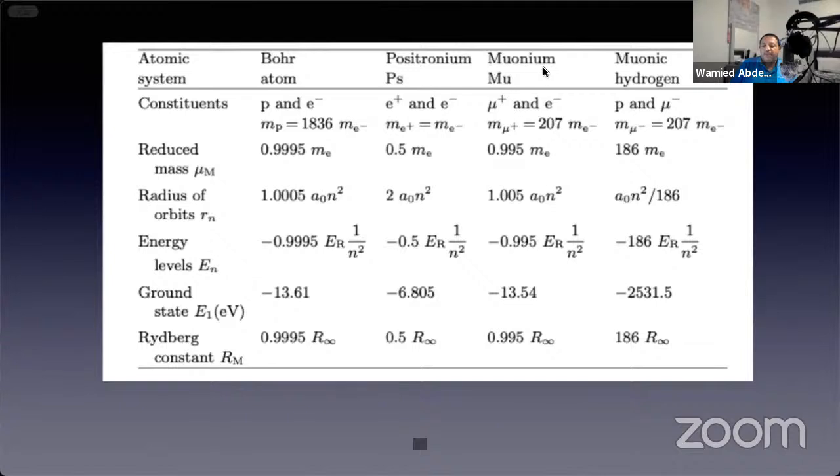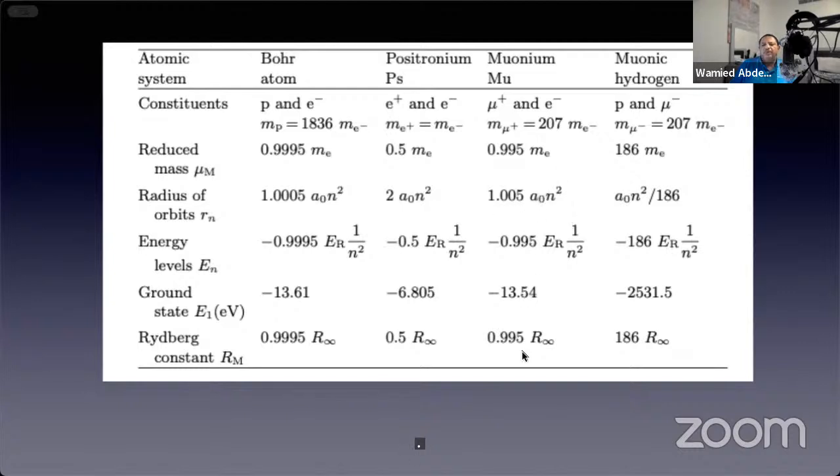When we have a muonic atom, we have a muon. These are particles. This muon has a mass of 207 times the mass of an electron. So now the nucleus is more massive, and we expect the reduced mass to be closer to the mass of the electron. When we had a positron, it was half the mass of the electron, but here it's closer to the mass of the electron, and then we have the Bohr radius given by this formula.